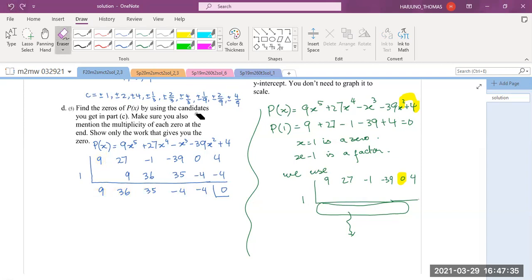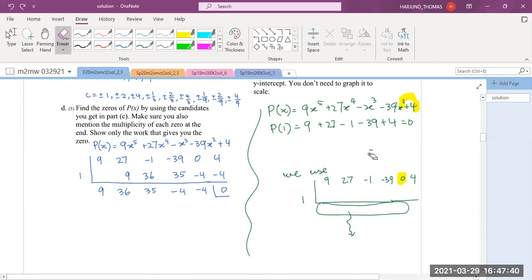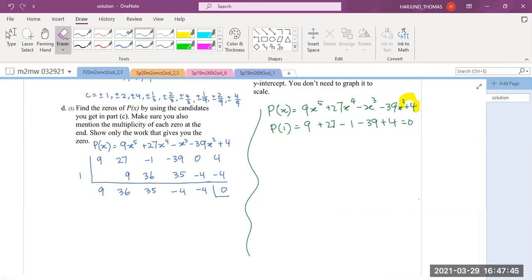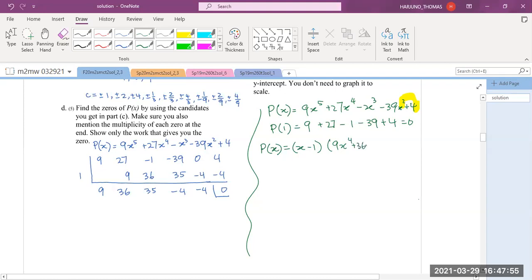Now, I go back to my scratch paper. 1 is a 0. From what we have on the left-hand side, we basically know that P(x) is now equal to (x minus 1) times (9x to the 4th plus 36x cubed plus 35x squared minus 4x minus 4). Is it right? Now we will be working on this as our quote-unquote new polynomial.